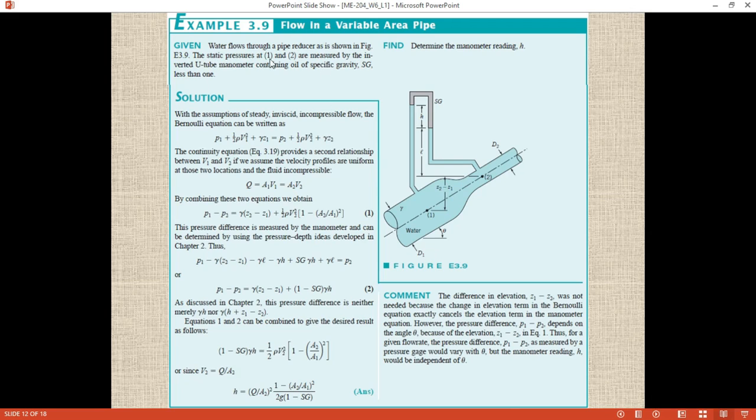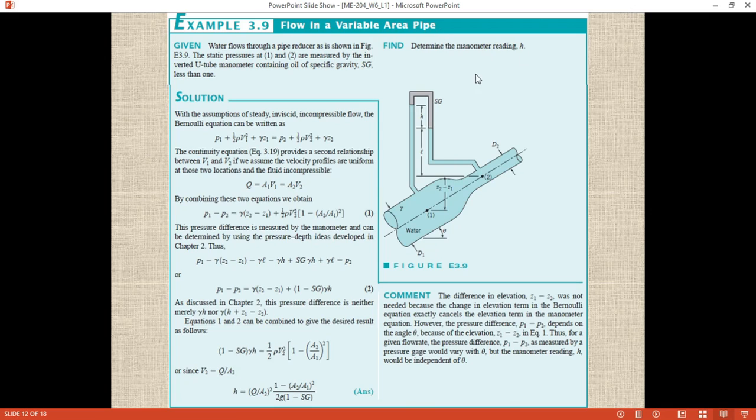The static pressures at 1 and 2 are measured by an inverted U-tube manometer containing oil of specific gravity Sg less than 1. Since this is an inverted U-tube manometer and the specific gravity of the oil is less than 1, if it were greater than 1, what would happen? This fluid cannot be used as a manometric fluid because it would come below the water, being heavier than the water. Since it is lighter than the water, the fluid stays above the water. That's why the specific gravity is less than 1.